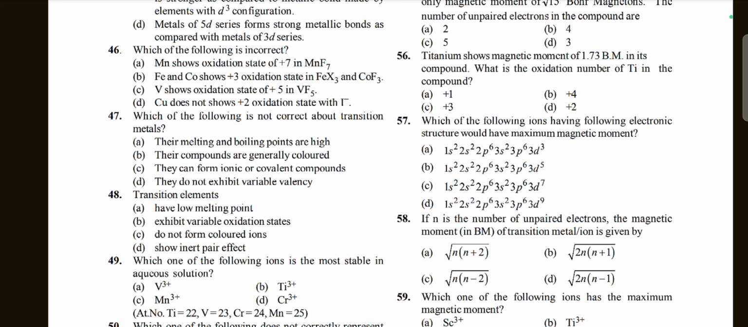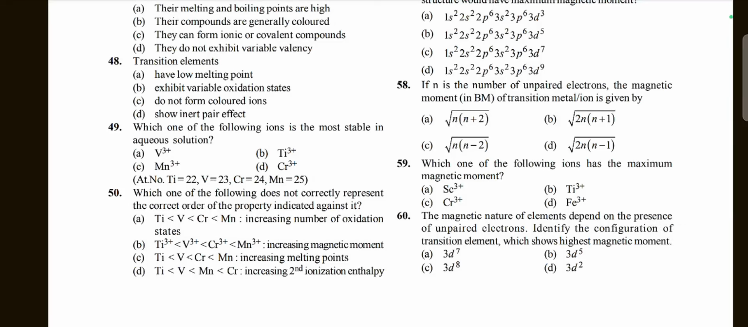Which of the following is not correct about transition metals? So option D, they do not exhibit variable valency. This is incorrect because transition metals exhibit variable valency. Transition elements exhibit variable oxidation state. Option B will be the answer.